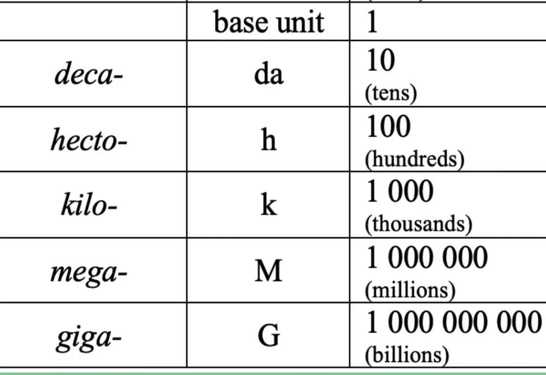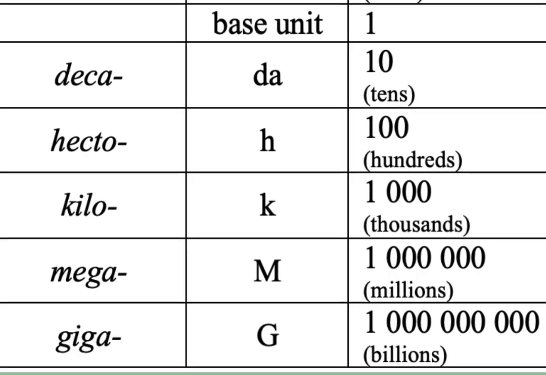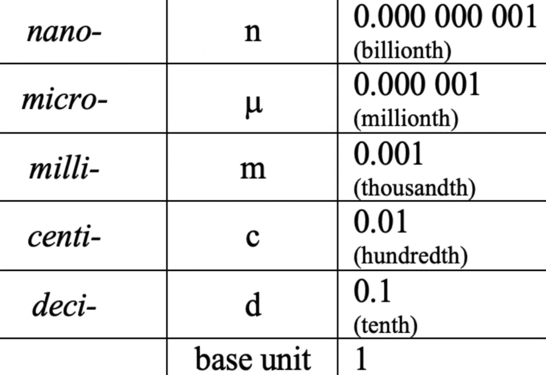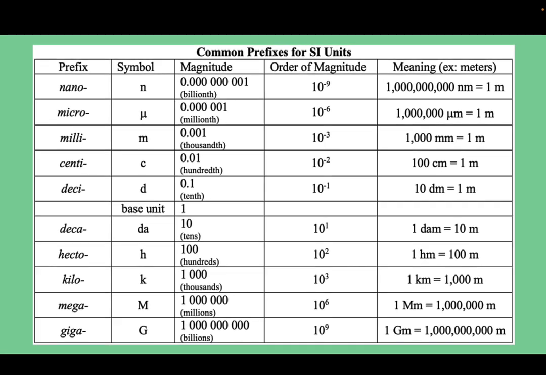1 kilogram is 1,000 grams. 1 megagram is 1 million grams. And 1 gigagram is 1 billion grams. Likewise, 1 deciliter is a tenth of a liter. 1 centiliter is a hundredth of a liter. 1 milliliter is a thousandth of a liter. 1 microliter is a millionth of a liter. And 1 nanoliter is 1 billionth of a liter.